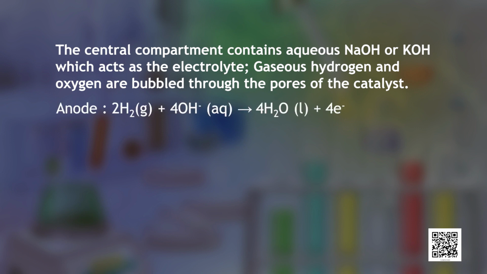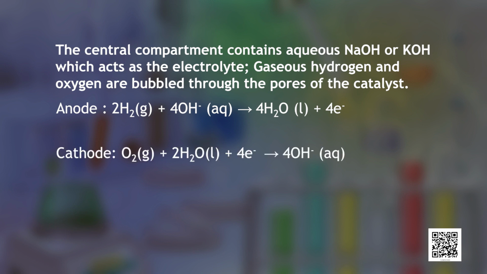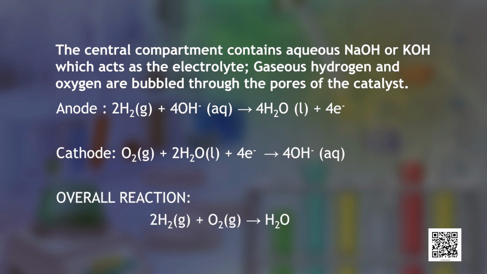The reactions are given as: at the anode, hydrogen reacts with hydroxyl ions to form water with the loss of 4 electrons, while at the cathode, oxygen reacts with water and gains the 4 electrons to form hydroxyl ions. And so, the overall reaction becomes hydrogen adding up with oxygen to form water. Electricity is generated as a result of the redox reaction. The cell can work continuously as long as the fuels, hydrogen and oxygen, are available.